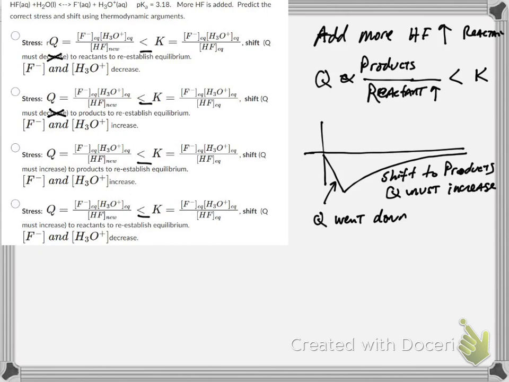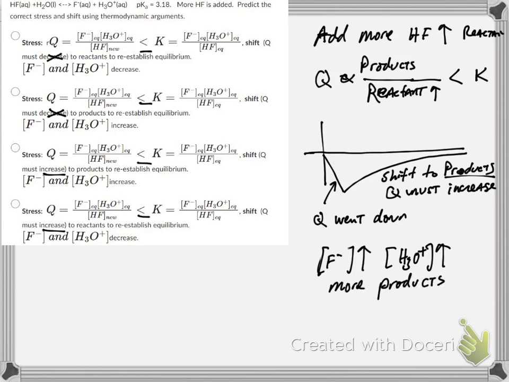And now one of them is correct, so how are they different? Well, they both say that the shift must increase Q. We agree with that because it initially decreased, so it's got to respond in the opposite way. And now what do we know about what happens to the products? If we add reactants and we shift to products, then the product concentration should increase. We should have more products. And that tells us the difference here. D is definitely incorrect because it says the product concentrations, which are F minus and H3O plus, go down. We know that they have to go up under the shift to products, and that gives us answer C.